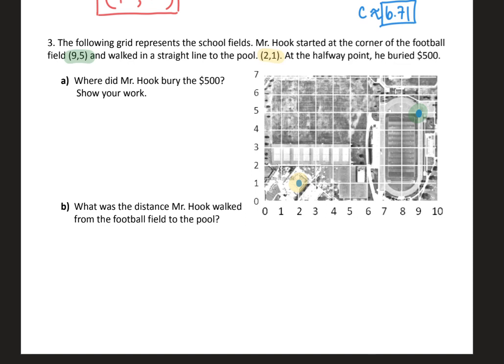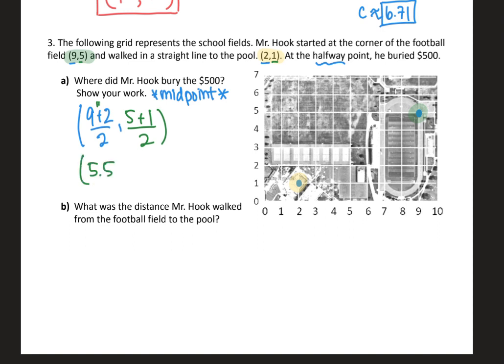For this particular problem, since it's at the halfway point, that means we need to find the midpoint. So using the formula above, remember we're going to add our x coordinates. It's going to be 9 plus 2 divided by 2. And then we're going to add the y coordinates, 5 plus 1. So 9 plus 2 is 11, and 11 divided by 2 is 5.5. 5 plus 1 is 6, and 6 divided by 2 is 3.